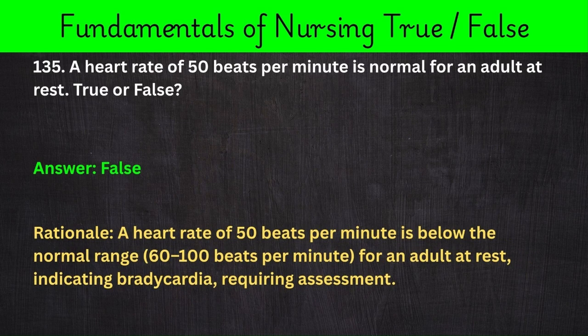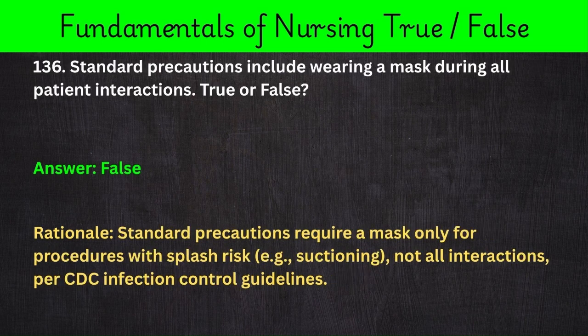135. A heart rate of 50 beats per minute is normal for an adult at rest. True or false? Answer: False. Rationale: A heart rate of 50 beats per minute is below the normal range, 60 to 100 beats per minute, for an adult at rest, indicating bradycardia, requiring assessment.